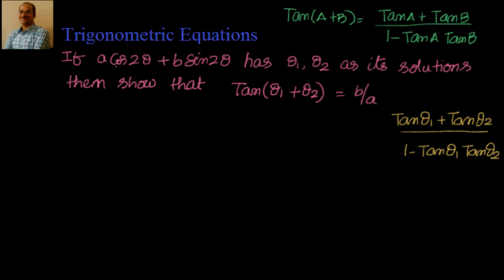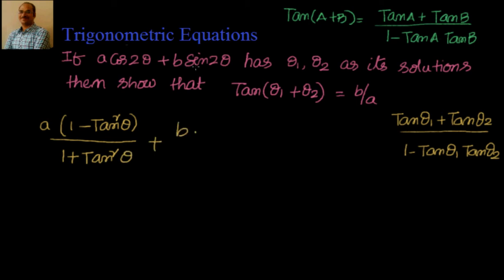So, you know that cos 2 theta is nothing but equal to 1 minus tan square theta by 1 plus tan square theta, plus b into, you also know that sin 2 theta is nothing but equal to 2 tan theta by 1 plus tan square theta. This is equal to c. I missed here, there is equal to c. That is when it becomes an equation, equal to c. Pardon me for that.